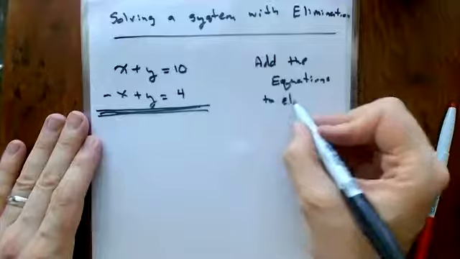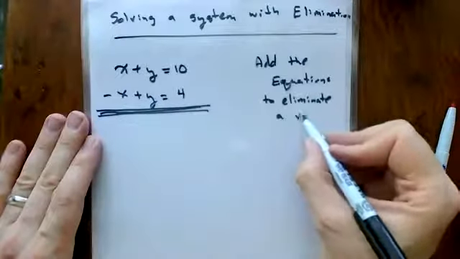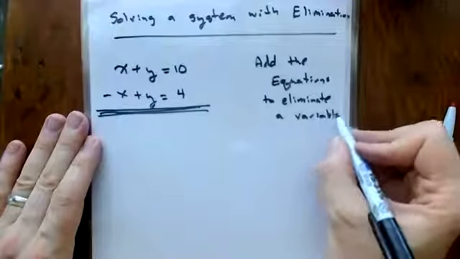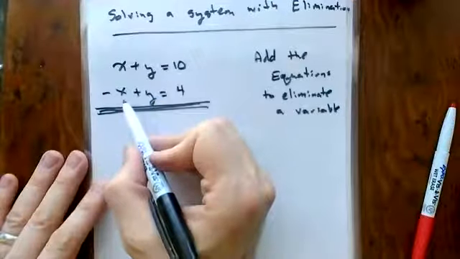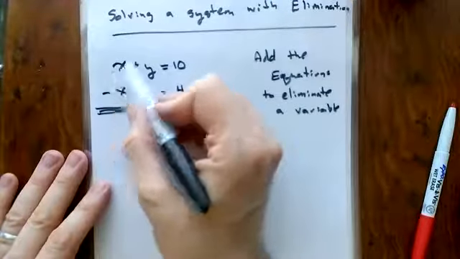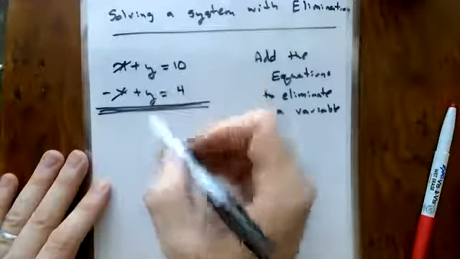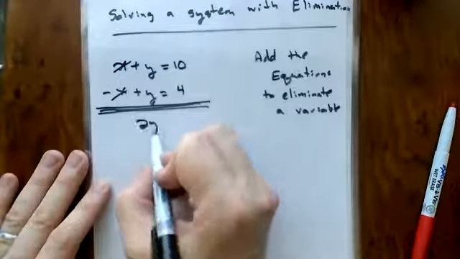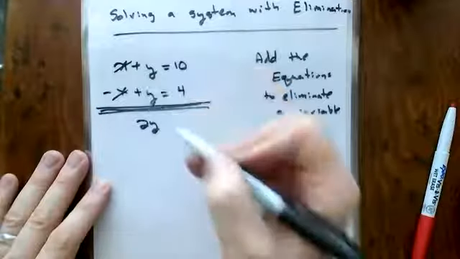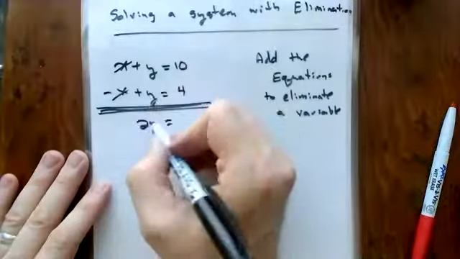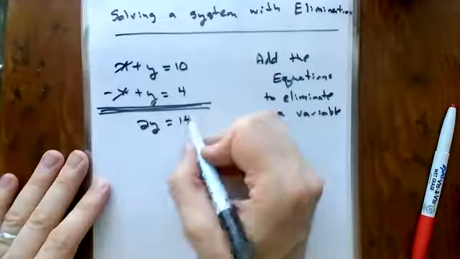So what we can do is add the equations to eliminate a variable. In this case, x plus a negative x is 0x, so these essentially eliminate. So bang, bang. Y plus y is going to be equal to 2y. Now it's important to remember that you're adding the coefficients. A lot of folks will just forget and put a y down there. And then 10 plus 4 is going to be 14.